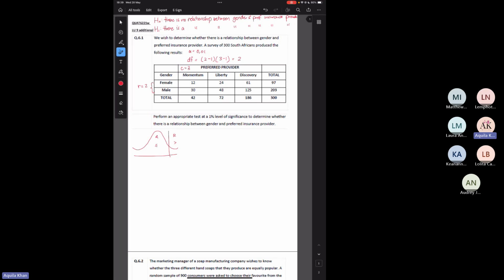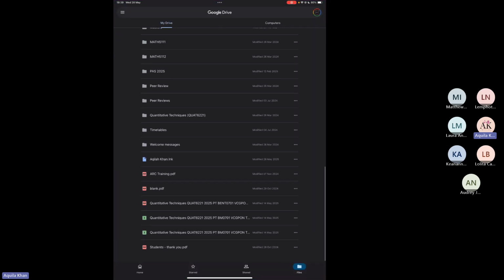Now, we need to take this to table 3 of your appendix, which I'm going to show you in a second. You don't need to write down this table 3 part that I'm writing down here. This is just to show you. But you do need to write down the value of alpha and the degree of freedom because there are naturally marks allocated to that. So let's now have a look at your, sorry, I just want to open it for you.